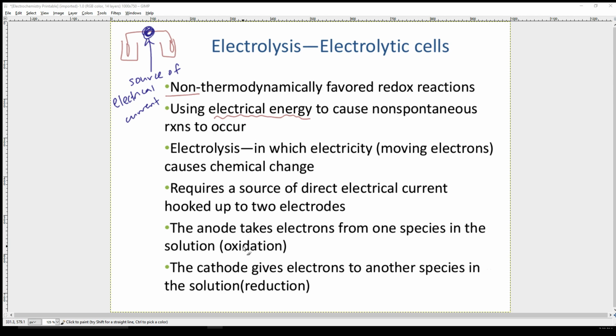So you have to remember that the anode takes electrons from one species in solution, and then the cathode will give electrons to another species in the solution. So we have losing versus gaining.